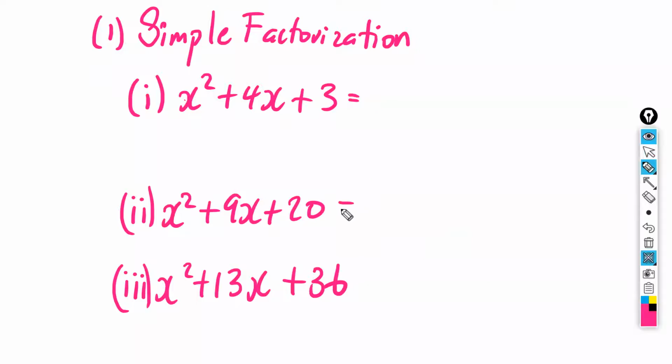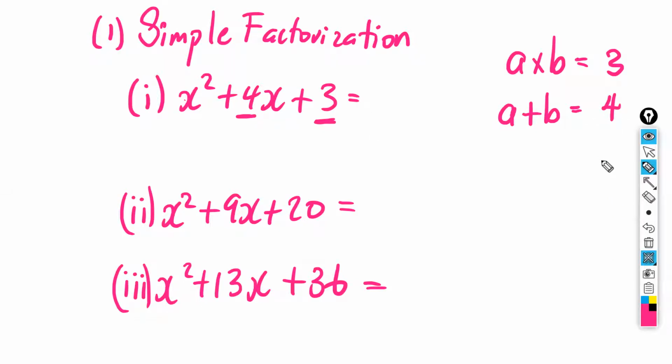So, ready? How do we do these questions, guys? How do we do the simple factorization? It's really easy, well, it's easy to me. You always look at the third number. You say, I need 2 numbers that when I multiply will give me the third number, the 3, but when I add these 2 numbers, it's supposed to give me the one here, the 4.